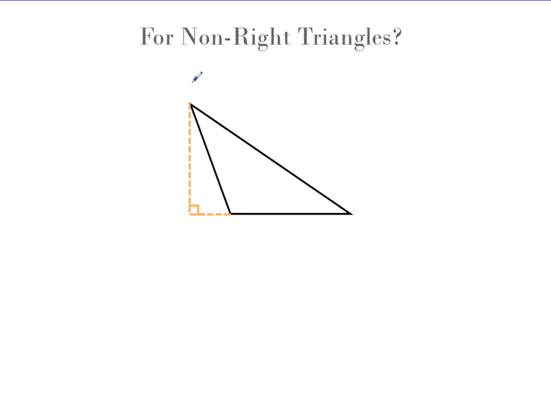Here's another version of that. Draw the altitude on the outside and then apply right triangle trig, but it's just going to take extra work. So we have these shortcuts in math class called the law of sines and cosines.